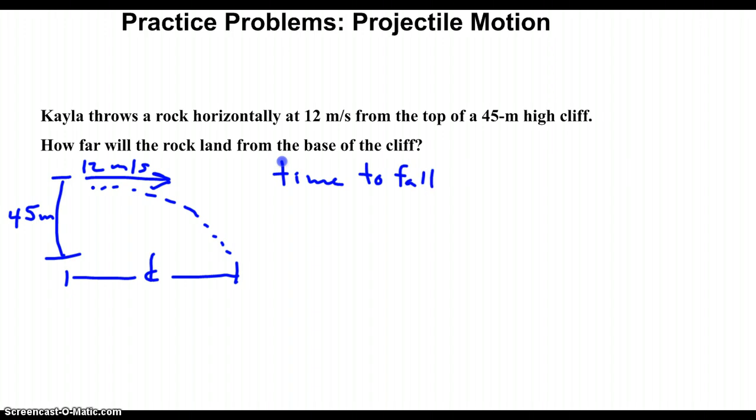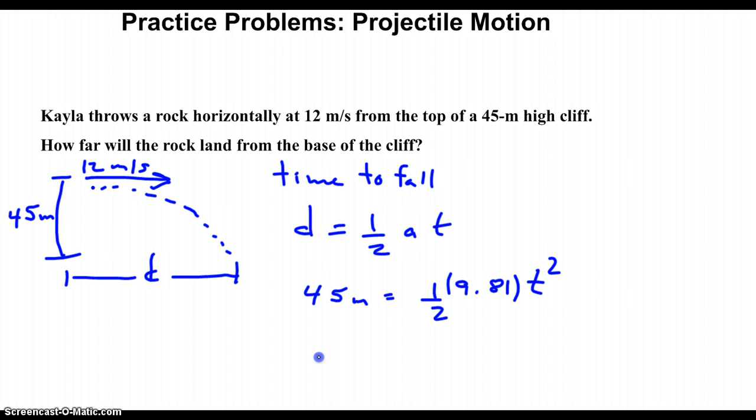So we're considering motion in the vertical direction only. It's accelerating due to gravity, and we know that vertically we can use the equation distance equals 1/2 at squared. The vertical distance that the rock falls is 45 meters. Acceleration due to gravity is 9.81 meters per second squared. Find the time.